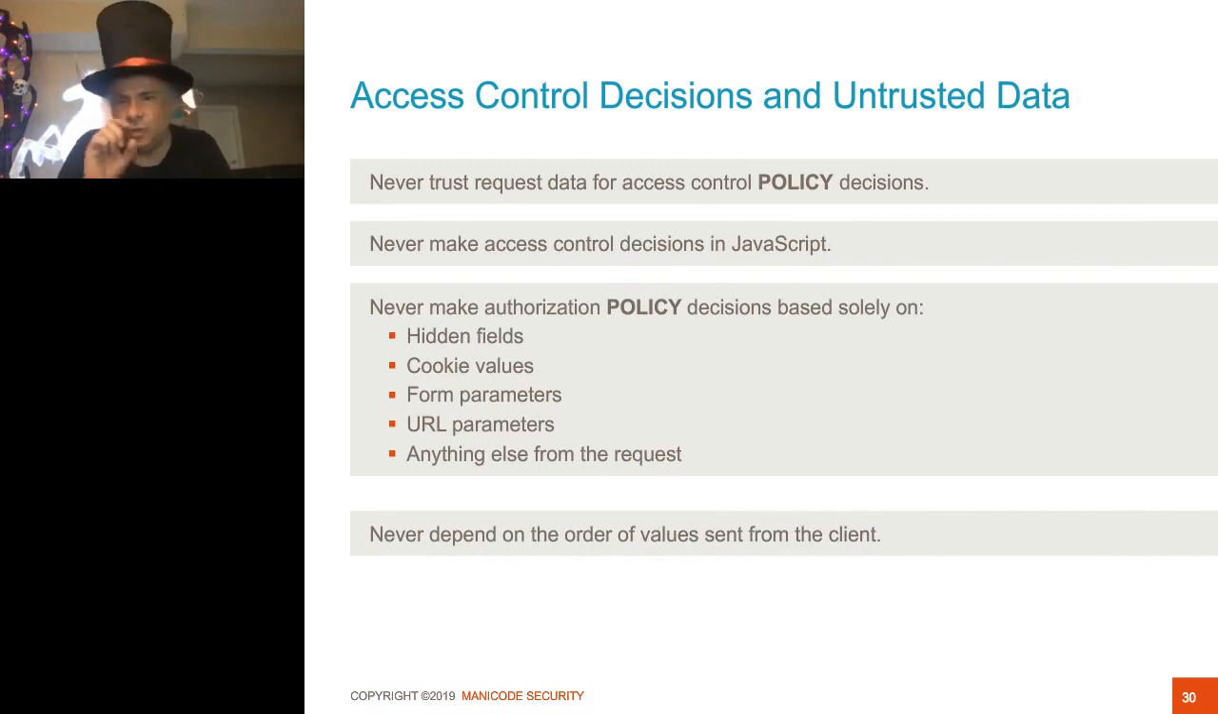So the way I think it through is: request data should never drive a policy decision. Request data can drive what I'm changing or what data is being changed, but the policy should all be on the back end. We never want to make access control decisions in JavaScript. That's view source, so I can see all those checks. We never want to make access control policy decisions based only on request data, like a hidden field, a form parameter, anything else in the request. And we never want to depend on the order of values from a browser or a web client. We can't trust those in any way.